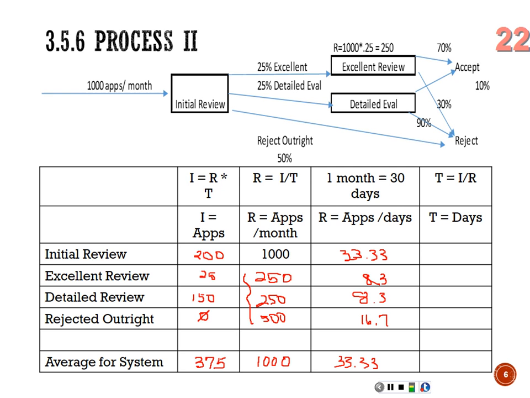So I can come back to this and say that inventory divided by throughput, 200 divided by 33.33, is 1.575. Then inventory divided by throughput, 25 divided by 8.3 is 0.675. 150 divided by 8.3 is 0.6. And rejected outright, 0 divided by 16.7.